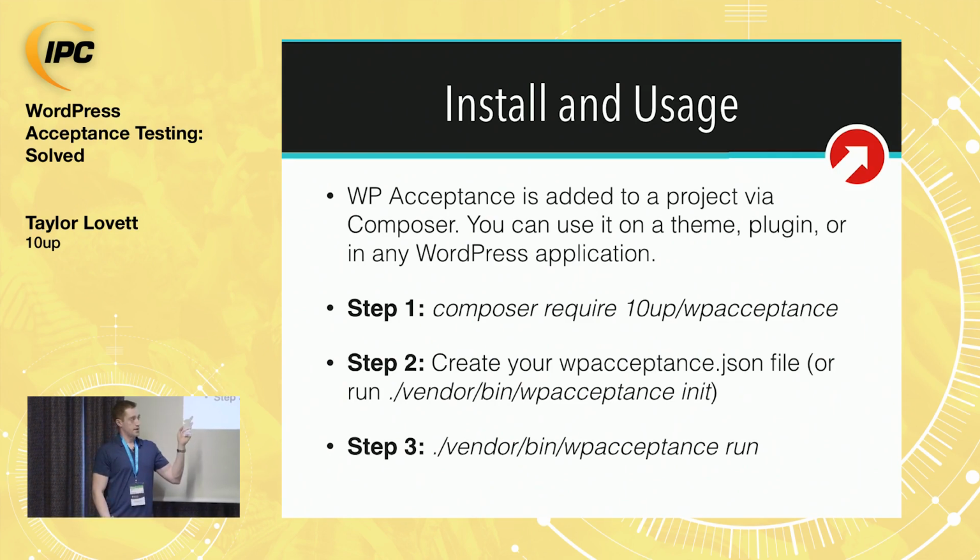WP Acceptance, again, is run via the command line. It has this init command, so you can run wpacceptance init, which is similar to Composer init or npm init, something that will take you through a step-by-step process of creating wpacceptance.json. And then when you run WP Acceptance, it's simply wpacceptance run. Obviously, there's a ton of flags, but that is the basic usage.